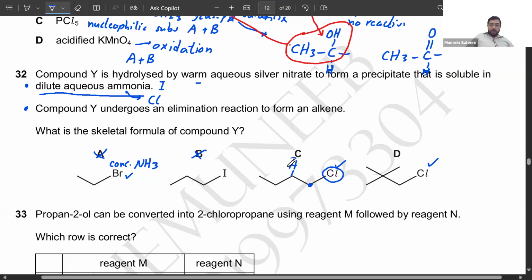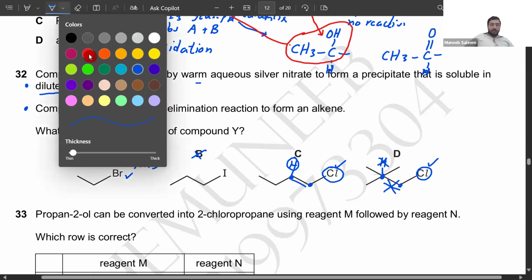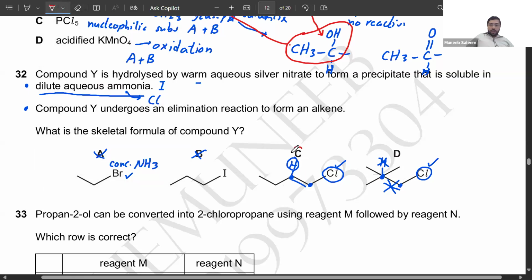So these two will be removed from here and as a result, a double bond will form between these two carbon atoms. Whereas in case of D, this chlorine will definitely be removed, but the adjacent carbon is this one which is present at the center. This carbon does not have any hydrogen. There is no hydrogen on it. So if there is no hydrogen, then it cannot be removed, which means no double bond can be formed over here. So that's why we can expect that only option C can give the required observations.